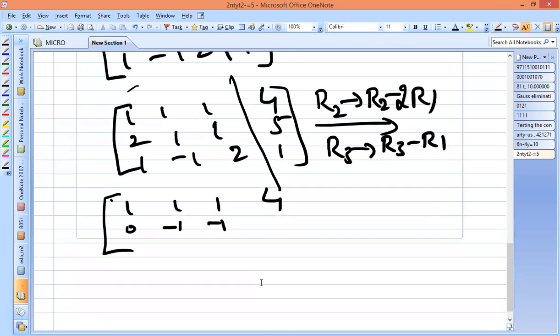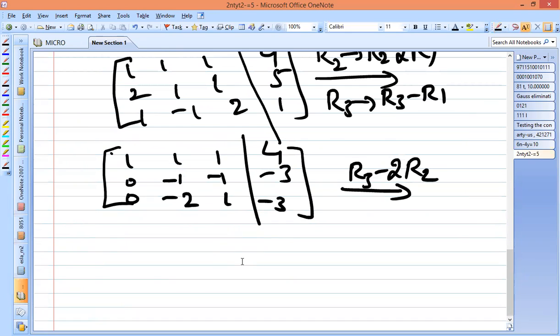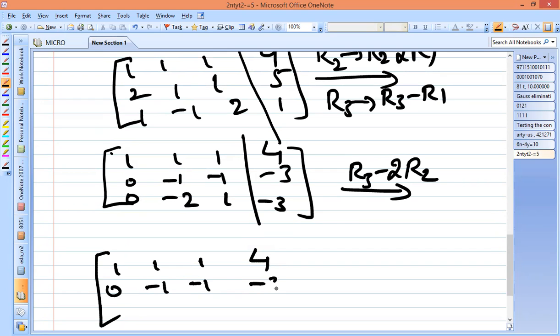Minus 3. And the next, here it will be resulting in 0, minus 2, 1, minus 3. And on this, if you perform R3 minus 2 R2, what will it result in? Draw a line like this to differentiate. So here we'll be having 1, 1, 1, 4. That will not change. 0, minus 1, minus 1, minus 3 and 0, 0, 3, 3, right?